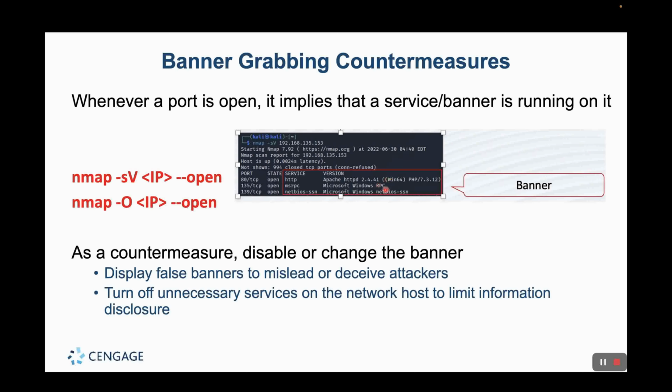That's banner information. Now there are many countermeasures you could do. Basically, I want to get into much more detail about the countermeasures. The countermeasures can be divided into network level measures, application level measures, monitoring and logging, and advanced countermeasures. Let's talk about the network level measures.